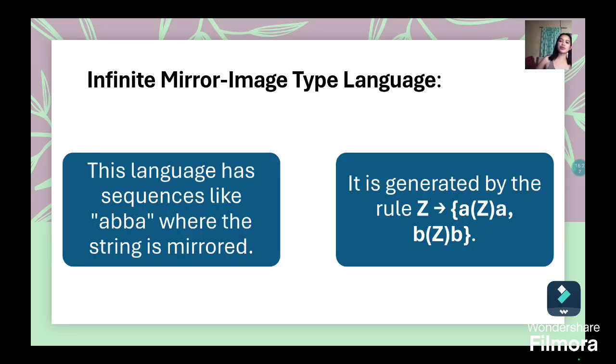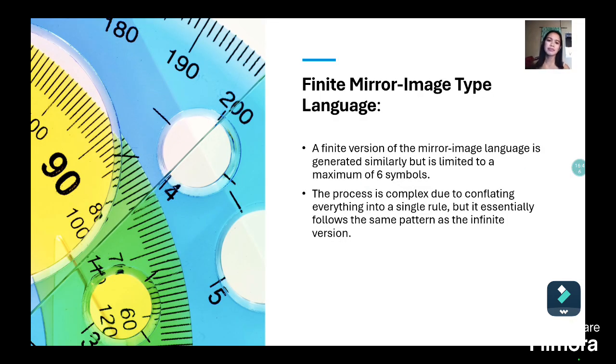Next is the infinite mirror image type language. This language has sequences like ABBA where the string is mirrored. It is generated by the rule Z can be written to A (Z) A, B (Z) B. Next is the finite mirror image type language. A finite version of the mirror image language is generated similarly, but it's limited to a maximum of 6 symbols. The process is complex due to conflating everything into a single rule, but it essentially follows the same pattern as the infinite version.